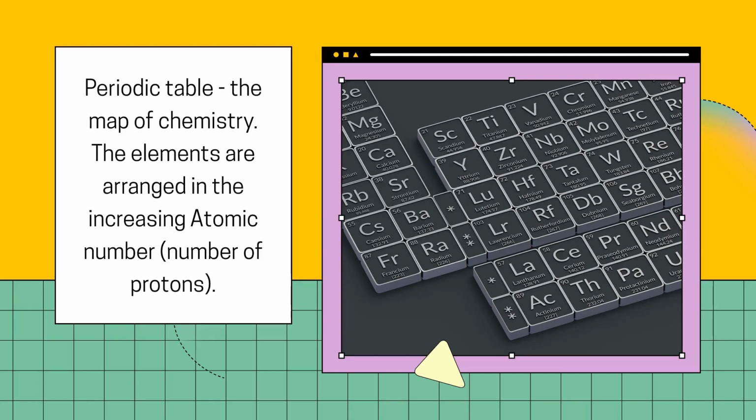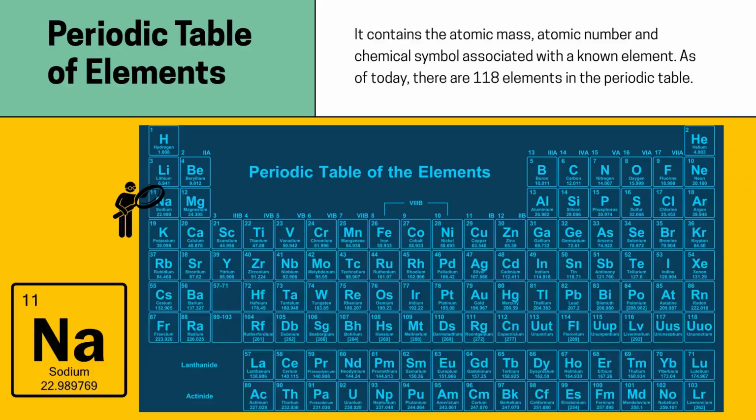Now moving on to the periodic table. The periodic table is also called the map of chemistry. The elements are arranged in increasing atomic number, that is the number of protons. The periodic table of elements contains the atomic mass, atomic number, and chemical symbol associated with each known element. As of today, there are 118 elements in the periodic table.